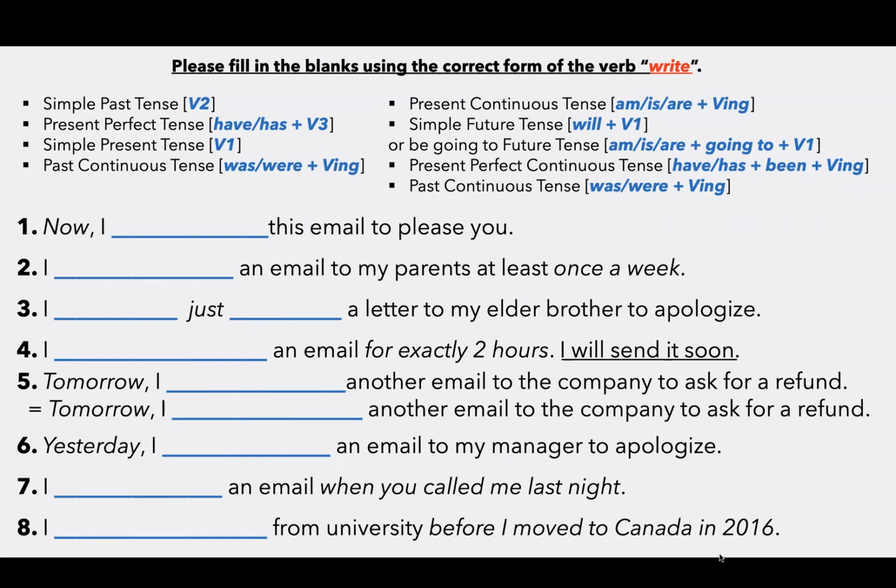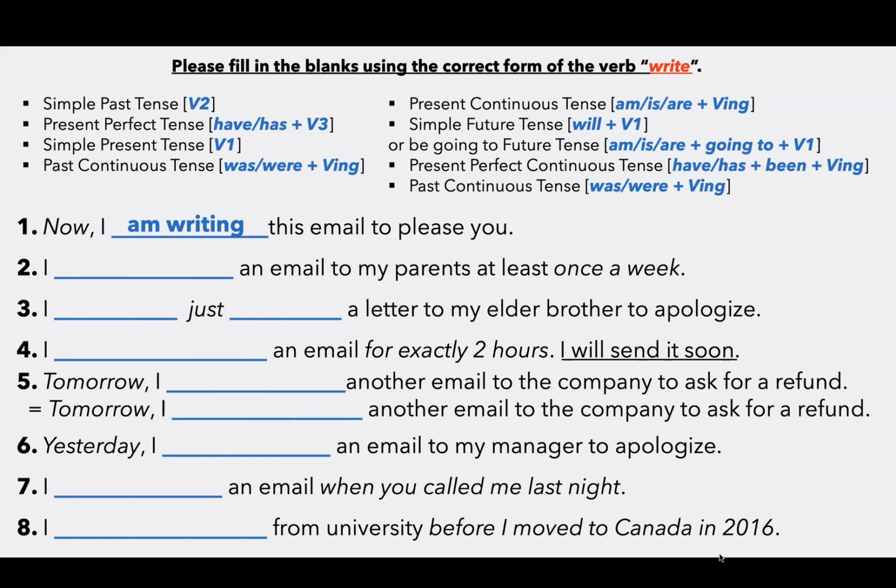Here we go. The first one. Now, this is the time expression. So it means it's talking about the present time. This email to please you. Please is a verb here. Please is an action here. It means to make someone happy, to make someone satisfied. So now I am writing. I am writing. So this means present continuous tense. At the point of speaking, at the time of speaking, I am writing the email. That's why with now we use present continuous tense.